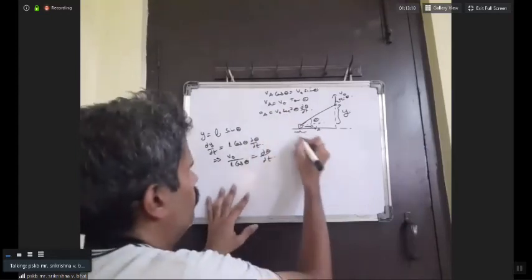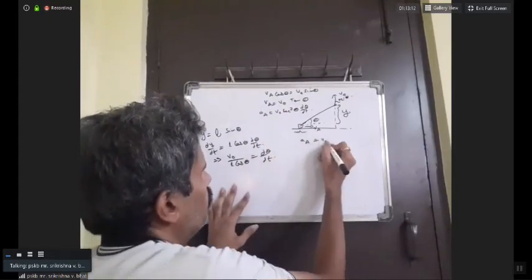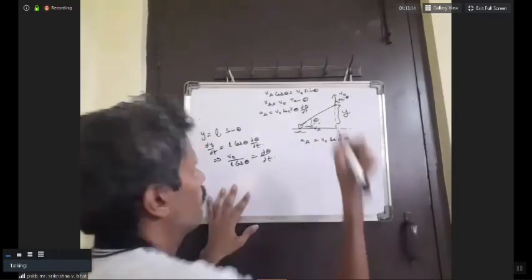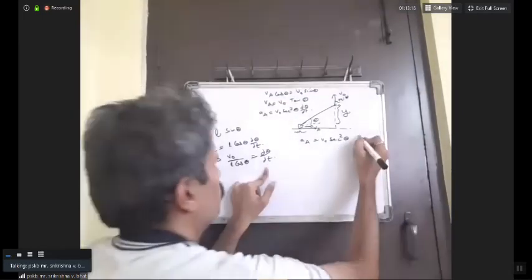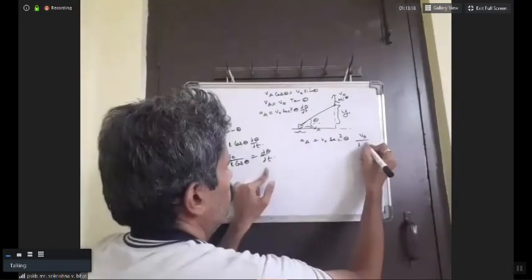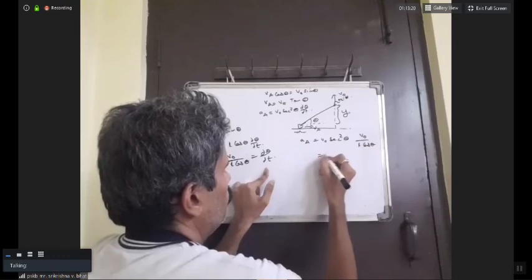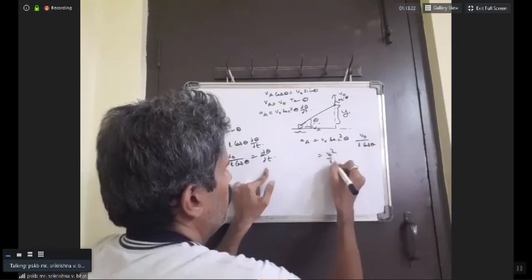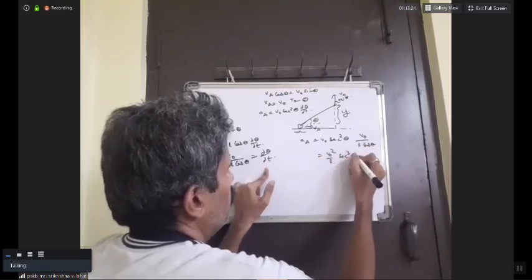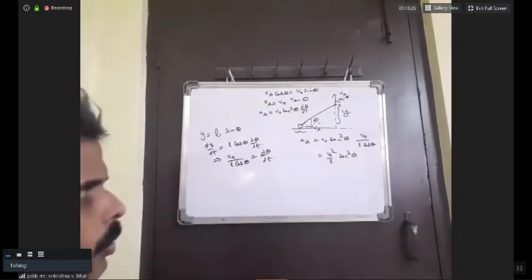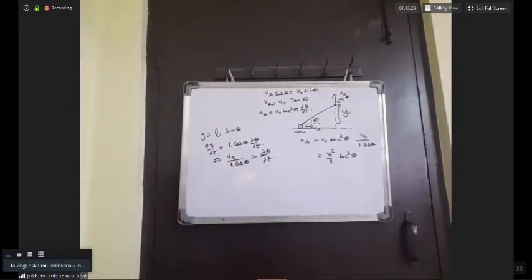So acceleration of A will be v0 secant squared into d theta by dt. D theta by dt is v0 by L. So this is v0 square by L into secant. Okay, so acceleration of A we are able to find.